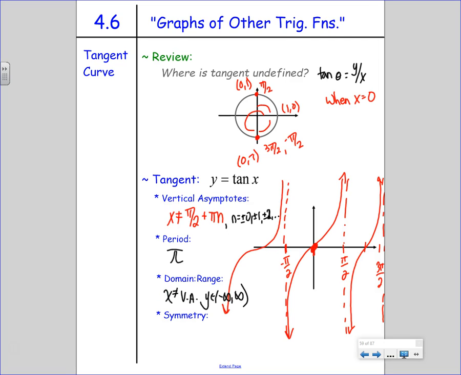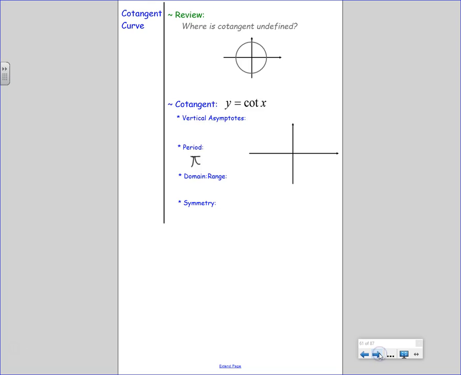And guess what? Cotangent is the exact same thing. We haven't found his vertical asymptotes yet. But for cotangent, the domain is going to be everything but his vertical asymptotes once we find him. And the range is going to be forever low, forever high.